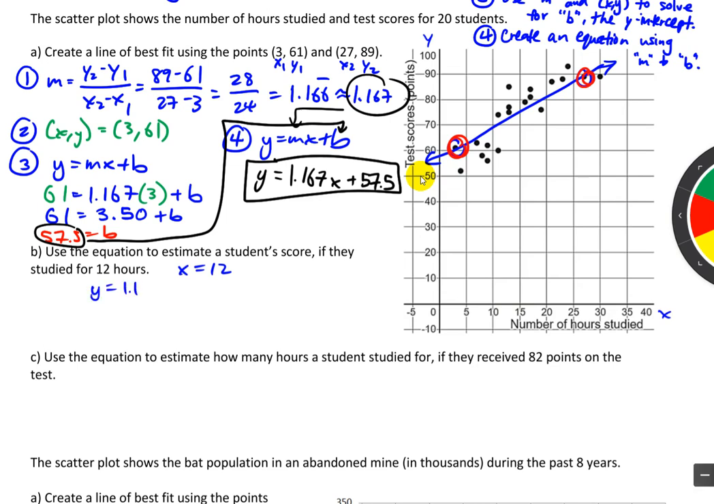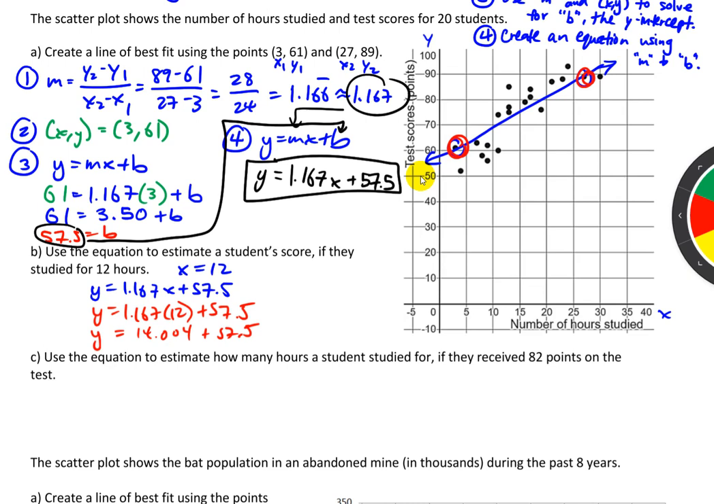So y equals 1.167x plus 57.5. And basically what we're going to do is just plug in x in here. So this is y equals 1.167 times 12 plus 57.5. Okay, and then you're going to have to use a calculator. So 1.167 times 12 is going to be 14.004. So 14.004 plus 57.5.